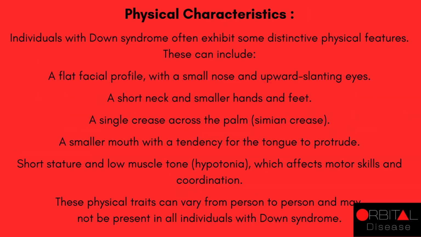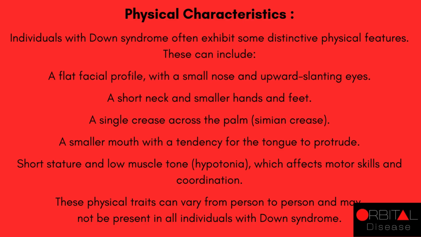Physical characteristics. Individuals with Down syndrome often exhibit some distinctive physical features. These can include a flat facial profile, with a small nose and upward slanting eyes. A short neck and smaller hands and feet. A single crease across the palm, simian crease. A smaller mouth with a tendency for the tongue to protrude. Short stature and low muscle tone, hypotonia, which affects motor skills and coordination.